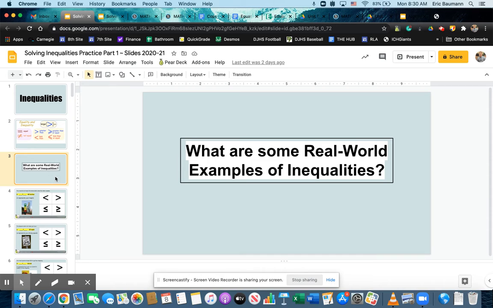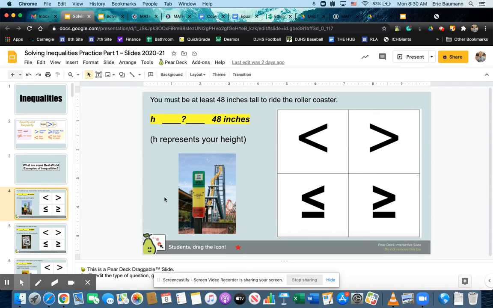So what are some real world examples of inequalities? Here's a couple, and you can pause this at any time and do your problem. In this situation, the height has to be at least 48 inches tall to ride the roller coaster, so I've got to think about what inequality that might be. We really want to think about what h could be, right? If you're at least 48 inches to ride that roller coaster, h has to be greater than 48 or at least 48. So hopefully you would choose the one in the bottom right hand, where h is greater than or equal to 48 inches.